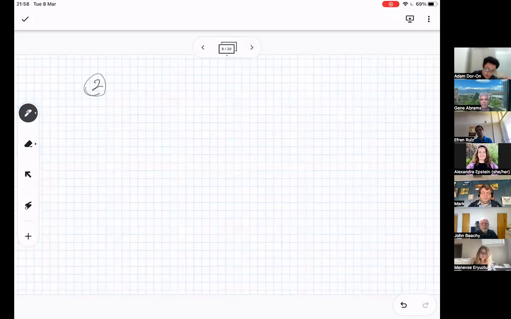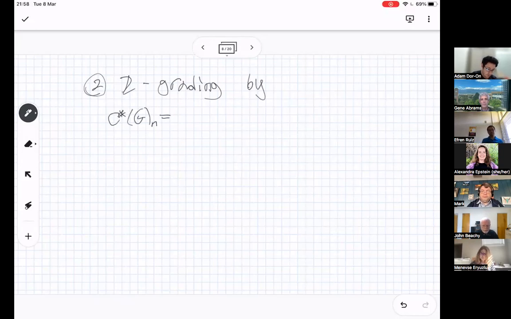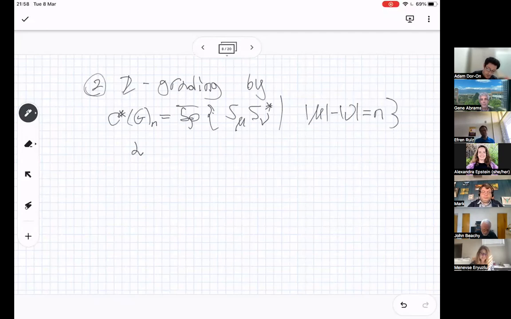Another type of structure that you have on these C-star algebras, as well as the Leavitt path algebras, is this Z grading. So what is the nth graded component? It's the closed linear span of things of the form S mu S nu star, where the length of mu minus the length of nu is equal to n. And so you have this hierarchy of subalgebras. C star G0 is a subalgebra of the graph C star algebra.